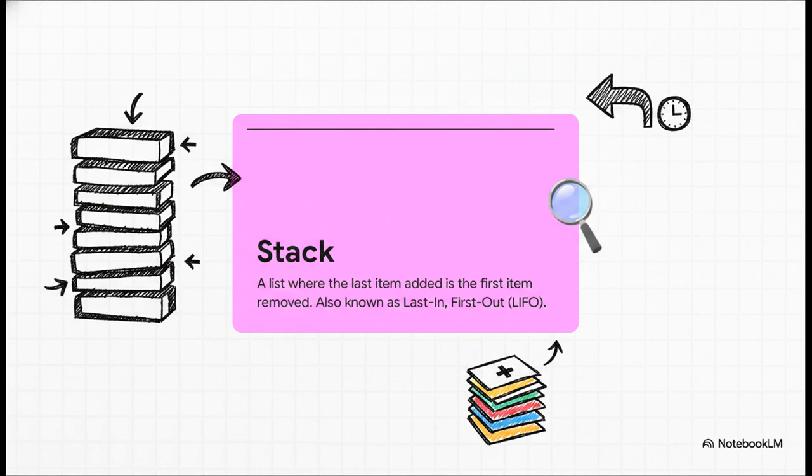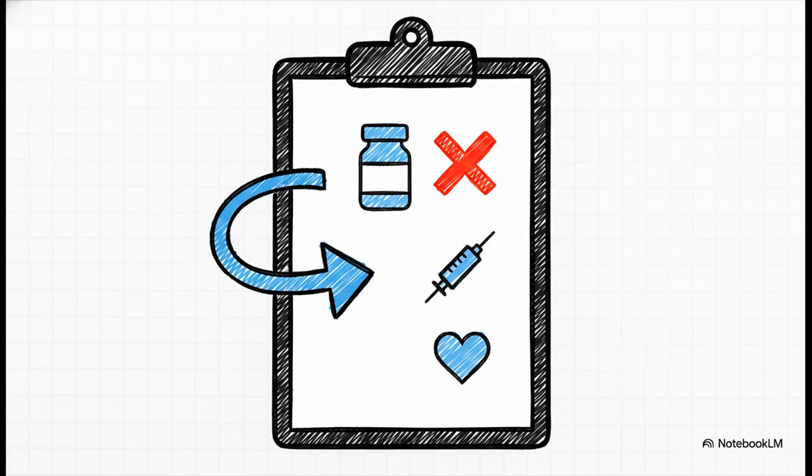And the reason this is so brilliant is because the system always knows what the most recent action was. It's whatever is sitting right on top of that stack. This makes it the perfect tool for creating, you guessed it, an undo button. So, let's think about a really critical scenario. A nurse accidentally enters the wrong medication into the system. It happens. With a stack, the system can instantly reverse that one single, most recent action without messing up the patient's entire history. It's like having a digital safety net built right in.